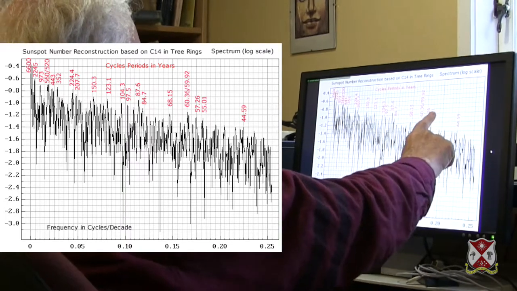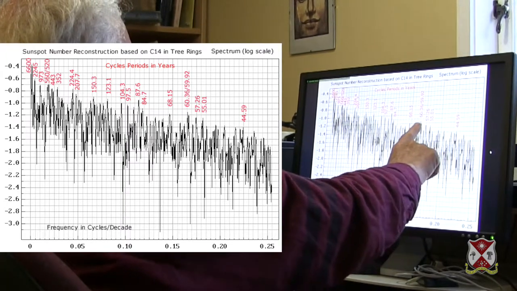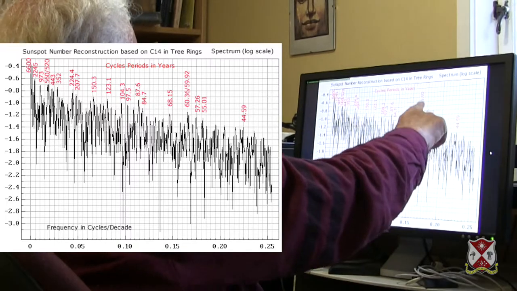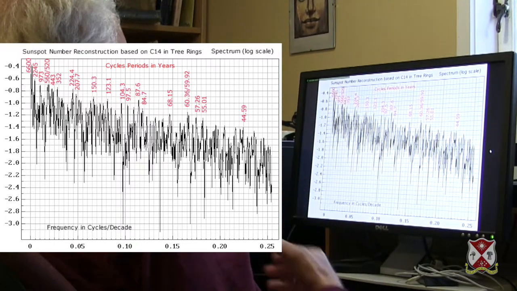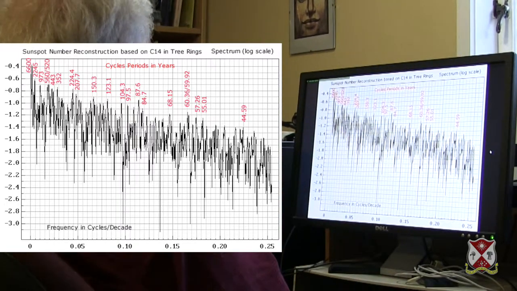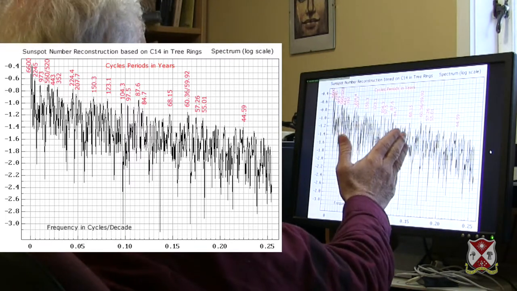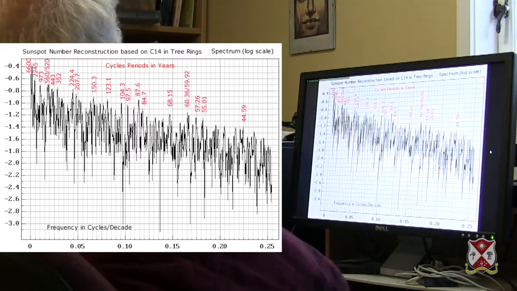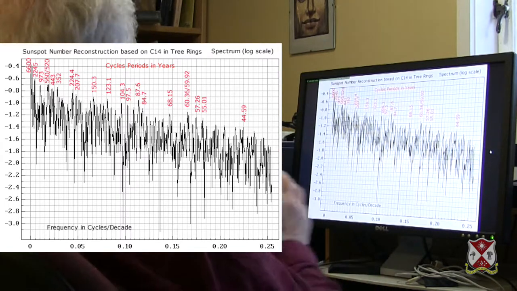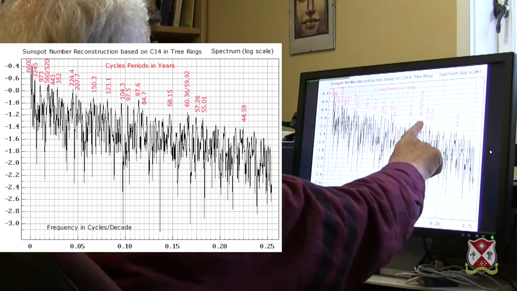You'll see there's a whole cluster of cycles around the 55 to 60 year mark, two of them very close to 60 years. That's something that shows up a lot in the climate record. So this is sunspot number, but the climate record shows a very clear 60-year cycle, though sometimes it gets a little bit shorter. So that seems to be an interaction of this group.